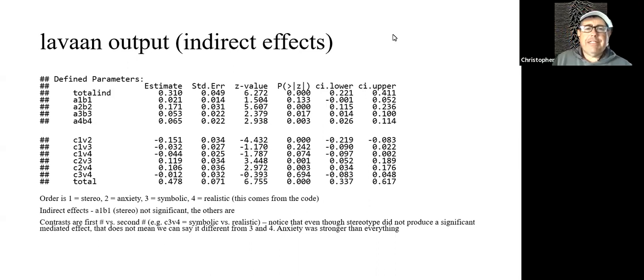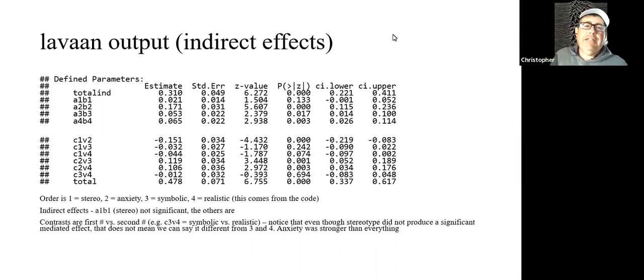1 versus 4, similarly, that's stereotyping versus realistic threat. Stereotyping versus realistic threat, again, is not significant, as we saw before, because the confidence interval includes 0. Then 2 versus 3, anxiety versus symbolic. 2 versus 4, anxiety versus realistic. Both of those are significant, telling us that anxiety was a stronger predictor than both symbolic threat and realistic threat. And if you look at the values there, 0.17 versus 0.05, 0.17 versus 0.065. That's, you know, a good indication that one is bigger than the other.